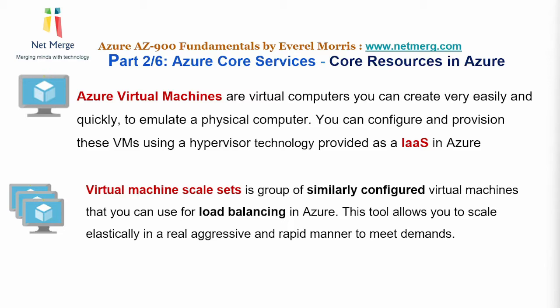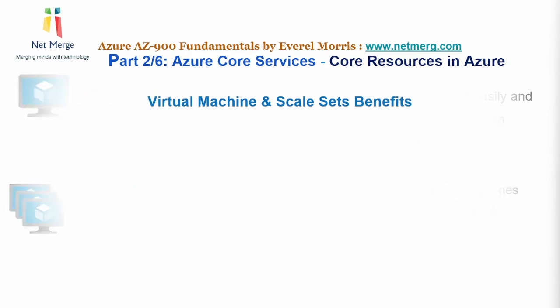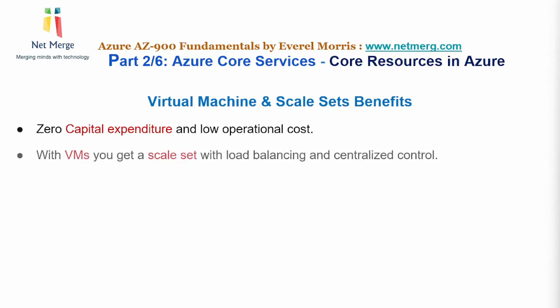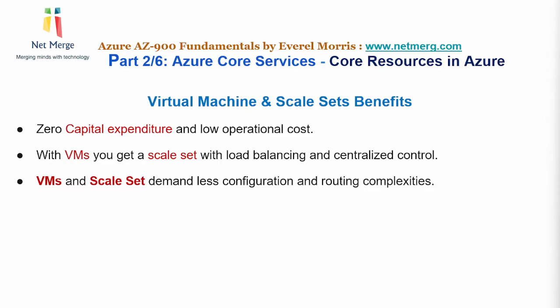So you get virtual machine scale sets in detail. I mean, you got an overview before, now you're getting it in a lot more detail. So let's look at virtual machines and scale sets together as a benefit. There's zero capital expenditure and low operational costs. So if you need 1,000 machines, you could scale them out a lot easier using scale sets. Now with virtual machines, you get scale sets with load balancing and centralized control. You can add them at once and you could delete them at once. So you've got that powerful control. Virtual machine scale sets demand less configuration and routing complexities.